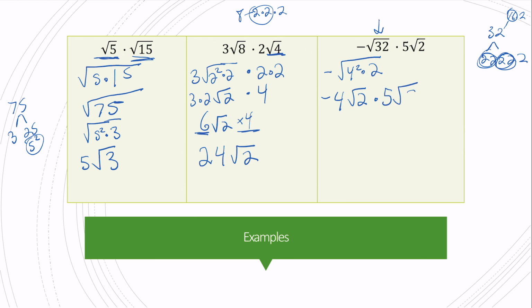times 5 square root of 2. That gives me negative 20. Square root of 2 times the square root of 2 becomes the square root of 4. The square root of 4 is 2. So I have negative 20 times 2, negative 40. Final answer.